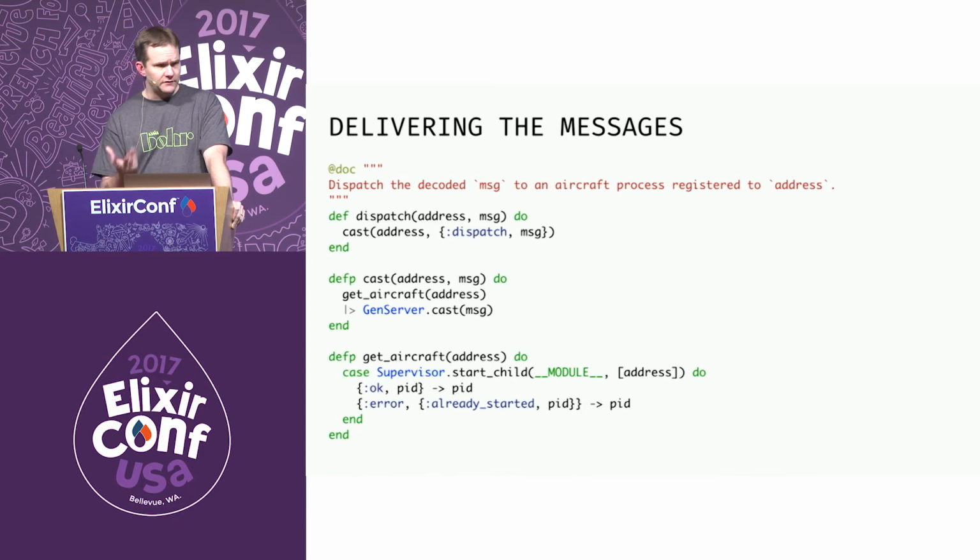This is a simple one-for-one supervisor, and this little syntax here is kind of weird, but if the child already exists, it's going to come back and tell me it's already started. If it hasn't, then it's just going to give me the PID. In both cases I get the PID, so I just return the PID for both cases. I feel a little self-conscious about this because it's doing side-effect-y type things, but if anyone has any better ideas.